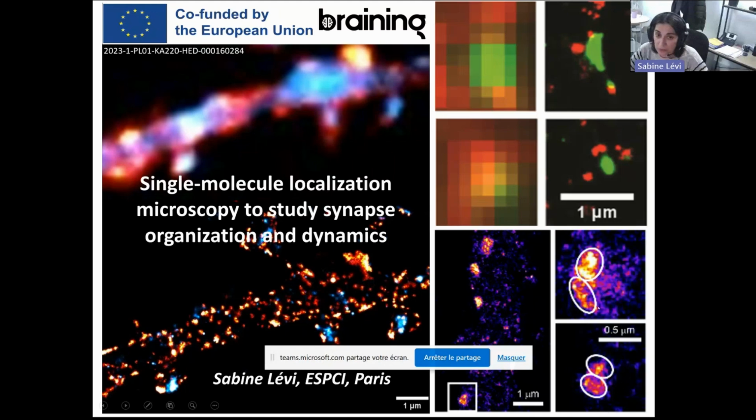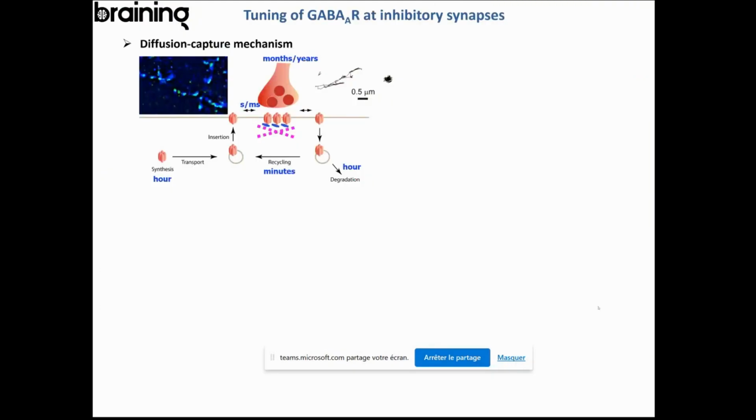So why are we using this approach? It's because we believe it's very important to understand how the synapse is organized, and especially how receptors that receive the information from the release of neurotransmitter from the presynaptic site are organized in the synapse, because there is a very direct correlation between the number of receptors you find within the synapse and the efficacy of this synapse. So the more receptors you have in the synapse, the more efficient the synapse is.